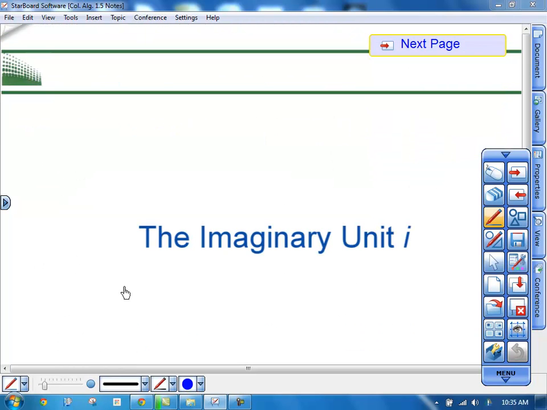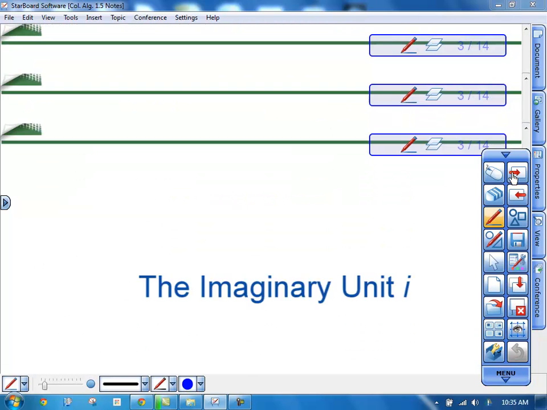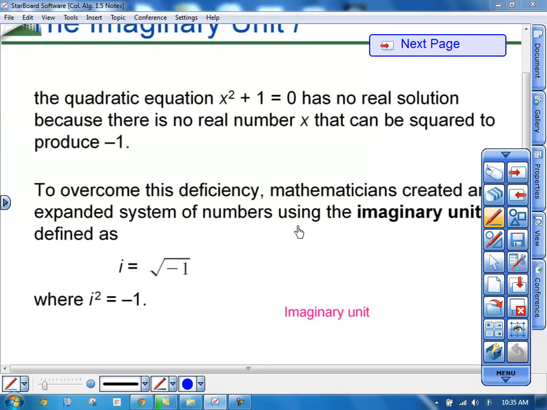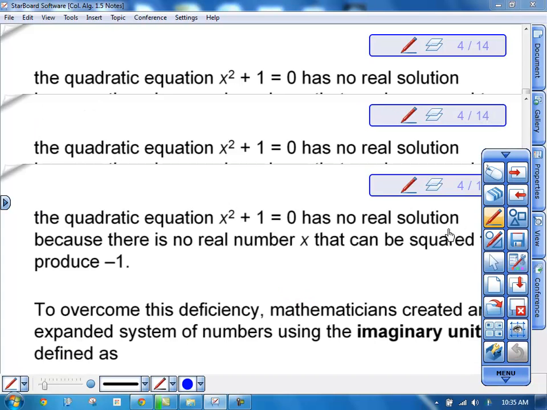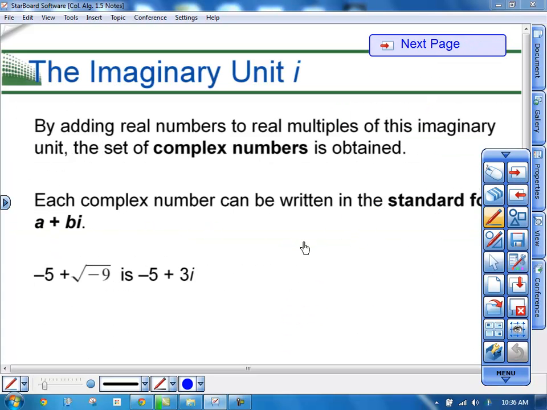Okay, so first of all, the imaginary number i. The quadratic equation x squared plus 1 equals 0 has no real solution because it's shifted up 1 unit. It doesn't touch the x-axis. But if you solve this, you'll get the square root of -1, which is what we call i. So i is just the square root of -1.